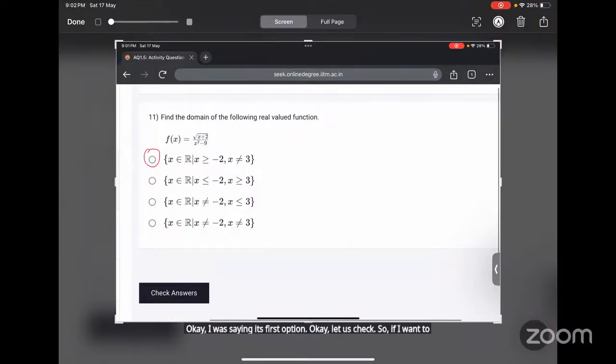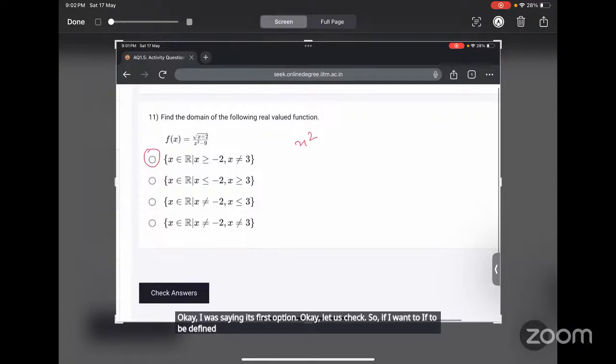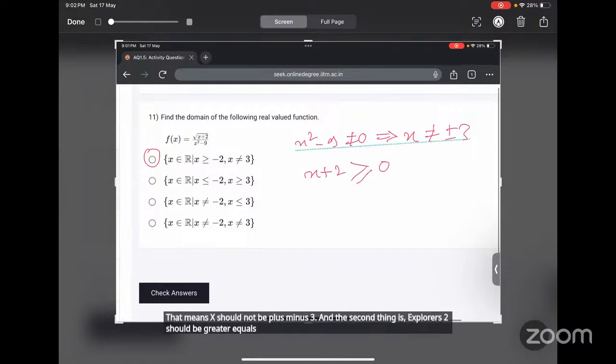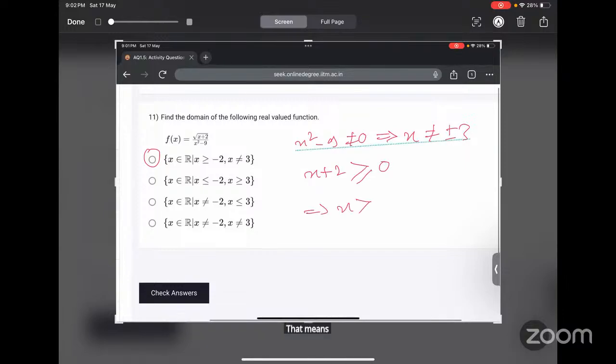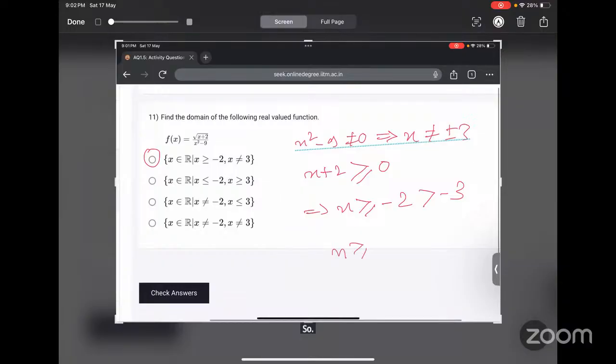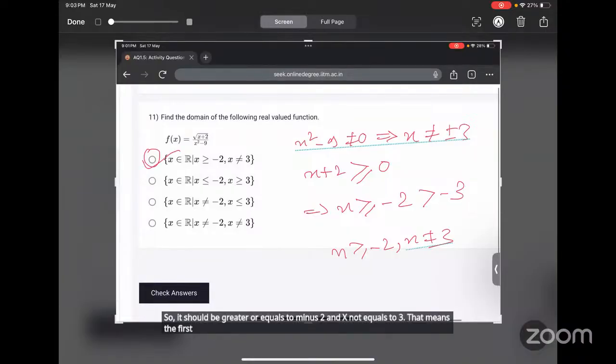So for the function to be defined, x square minus 9 should not be 0, right? That means x should not be plus minus 3. And the second thing is x plus 2 should be greater equals to 0. That means x should be greater equals to minus 2, right? Now, if x is greater equals to minus 2, it will automatically be greater than minus 3. So it will not be equal to minus 3. So it should be greater equals to minus 2 and x not equal to 3. That means the first one is correct.